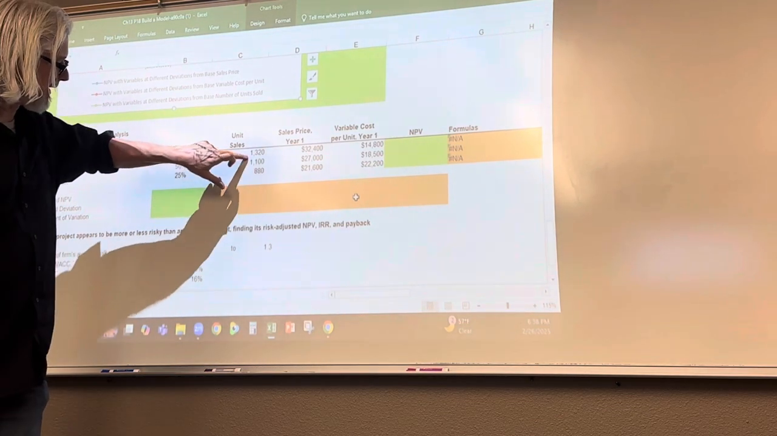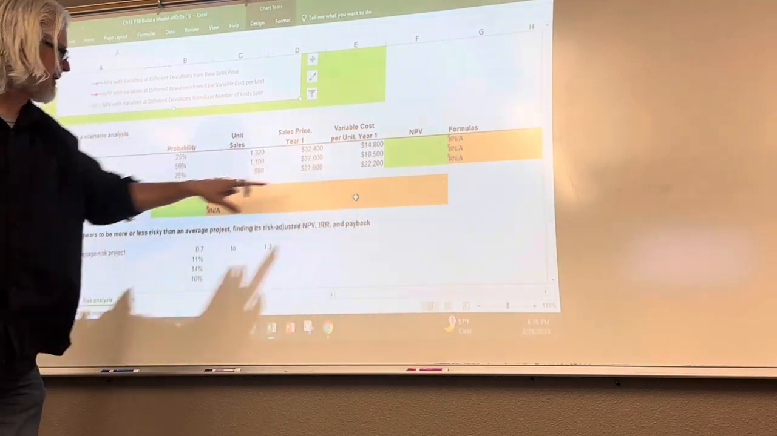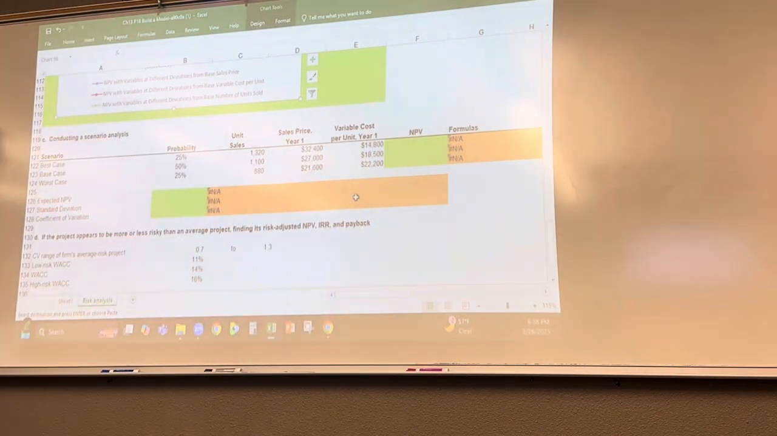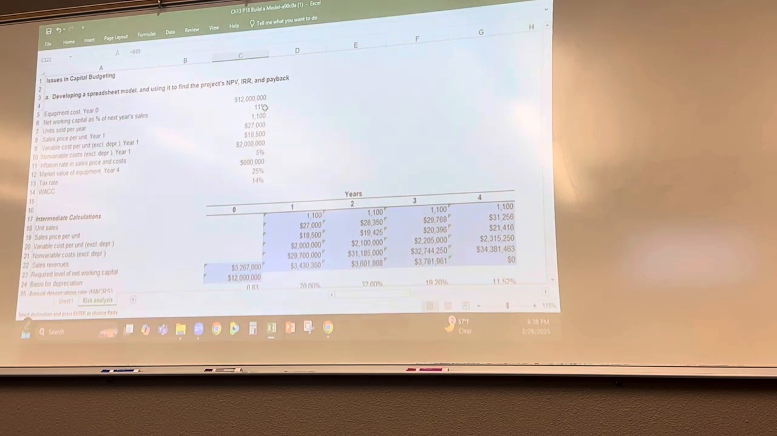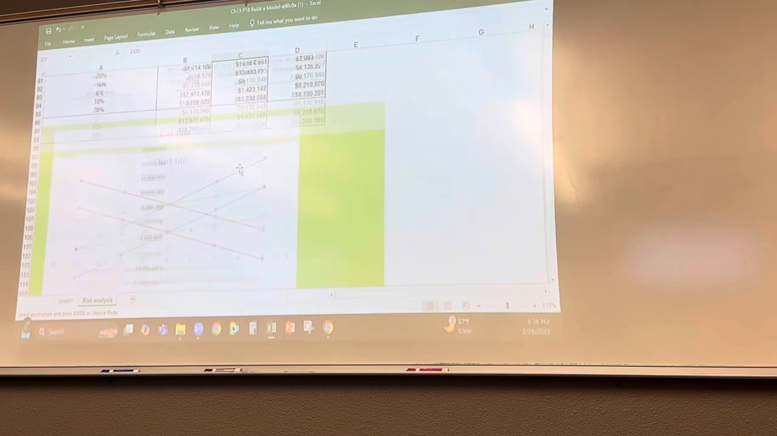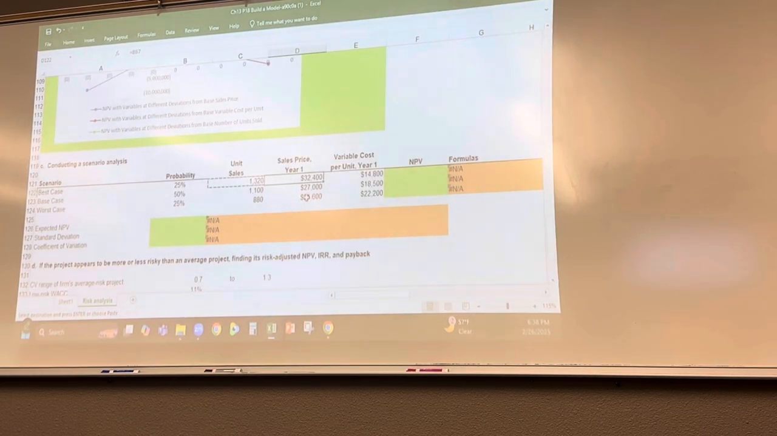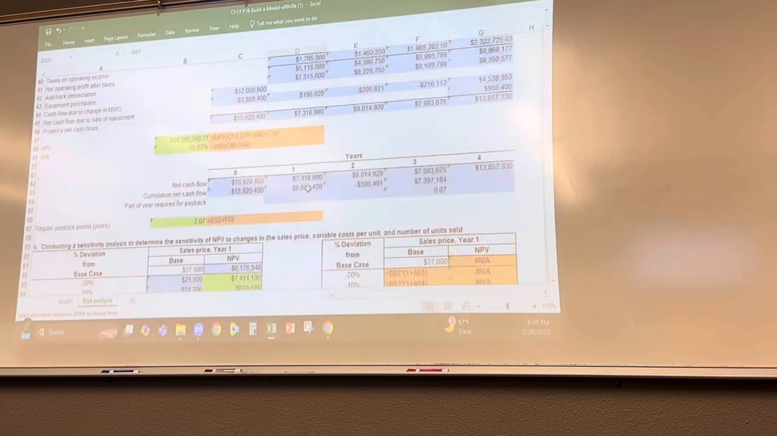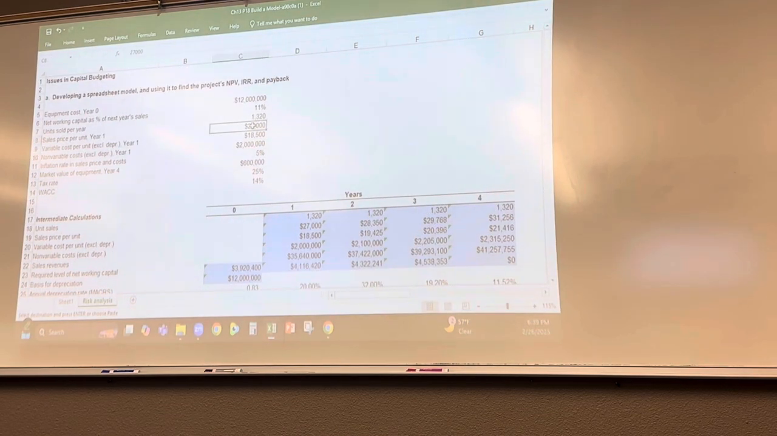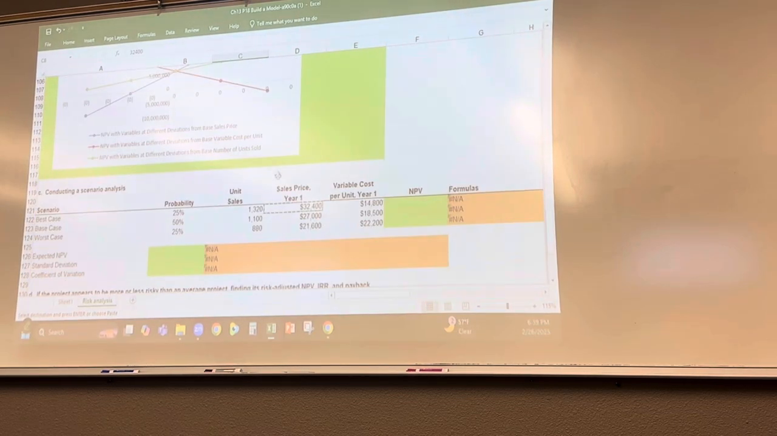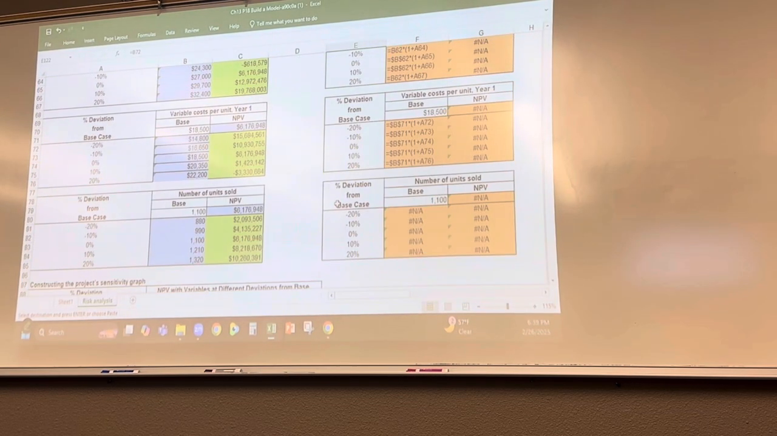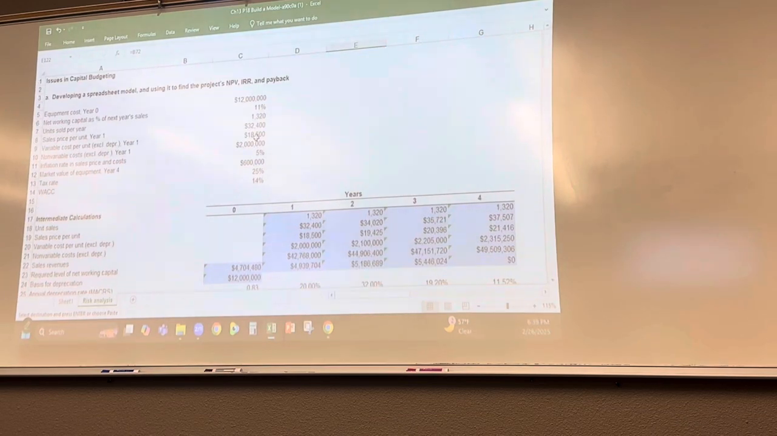So here are our best case, our base case, and our worst case. I'm gonna plug in those variables and see what they are. I'm only gonna do it for the best case. Keep this expeditious. All right, so I've got my units sold, best case is 1320. My sales price, best case is 32.4. So I'm replacing that here. And then my best case variable cost is lower at 14.8. So I'm gonna go up here and paste that in again.